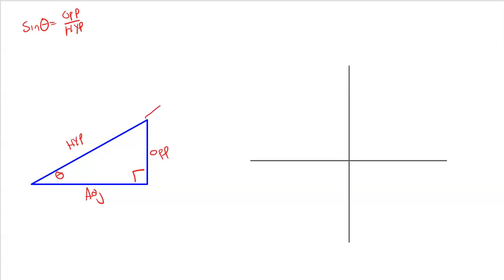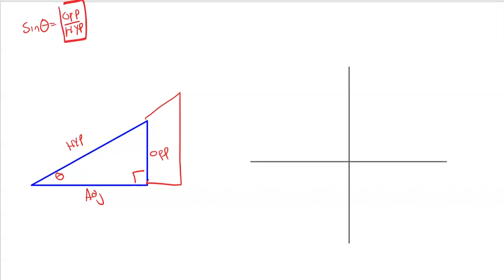Even if we were to make the triangle bigger, the opposite side would get bigger, the hypotenuse would get bigger, but the ratio would stay the same, because even when I make a bigger triangle, or a smaller triangle, the angle theta is not changing. The opposite side, the hypotenuse, and the adjacent side are changing, but they're all changing in the same ratio. So the ratio that sine represents stays the same.